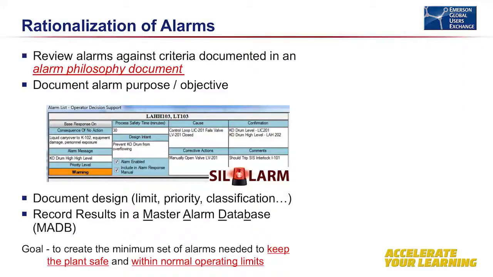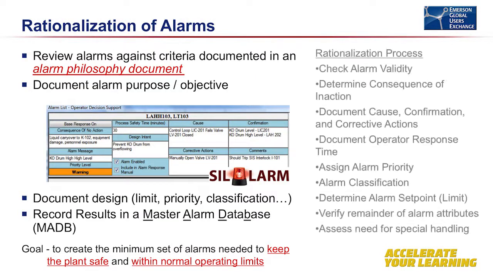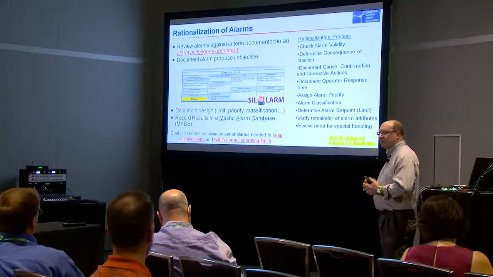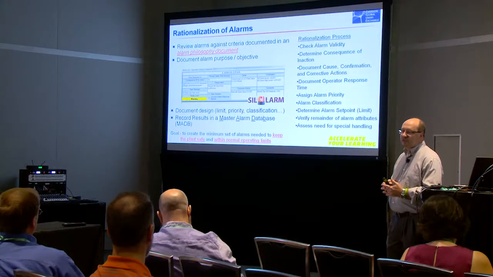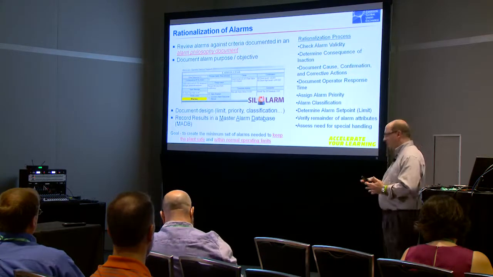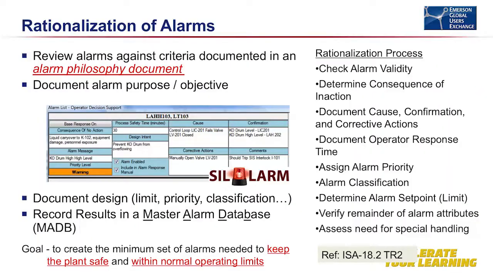After you're done with the philosophy, that's when we jump into alarm rationalization, where you're reviewing the alarms to determine whether they meet the criteria in your philosophy. This is a process that you go through. You think about and document what the likely cause of the alarm is, what's the corrective action, what's the consequence. There's good information on how to do this in the new technical report that I mentioned. Technical report number 2 has a lot of good information on rationalization.